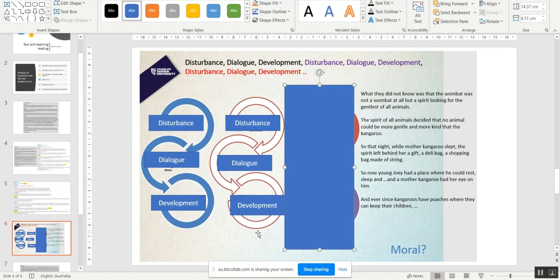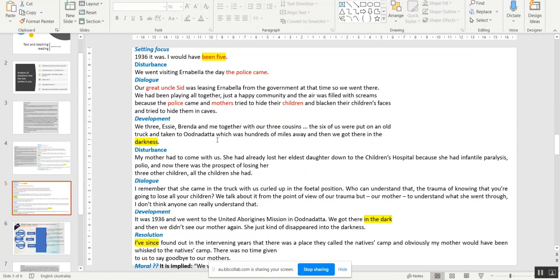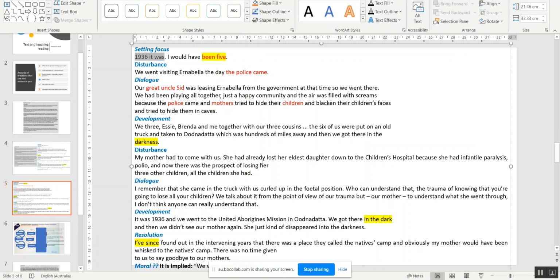So the first one is almost like a prelude, an introduction to the... A bit of a teaser, yeah, I know what you're saying. It's telling you what's about to come. Yes, and look at this, how nicely they do it. So 1936 it was setting focus, but it was so far back then. I would have been 5. And look at the resolution here on the very bottom. After we went through the story twice, he says, "I've since found out," which is, you see how it relates back to the focus? Beautifully.